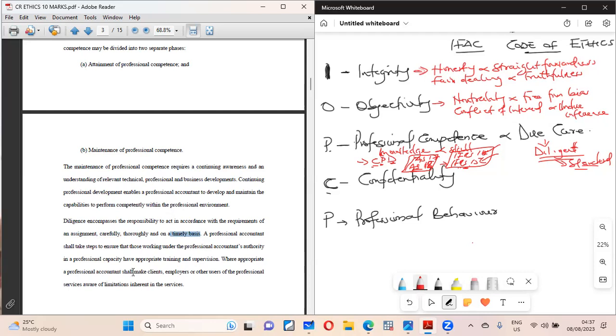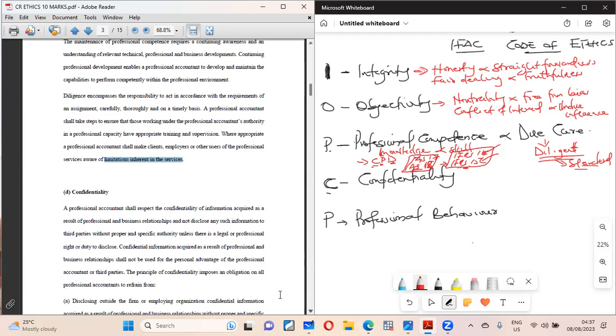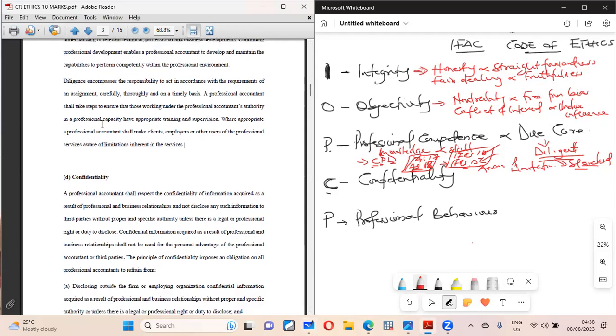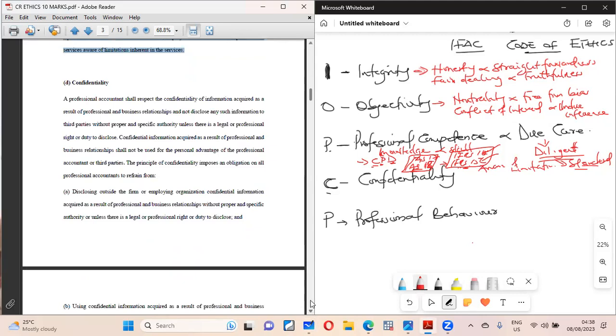Where appropriate, the professional accountant shall make clients and employers and other professional services aware of limitations inherent in their service. Please, this is very key. Let them be aware. It is under professional competence and due care. So please, let them be aware of limitations. And so there are limitations. Please, let them be aware. All right. Okay. So these are the things that we are going to use as safeguards, letting them be aware. All right, we are left with just two. Let's go to the two.